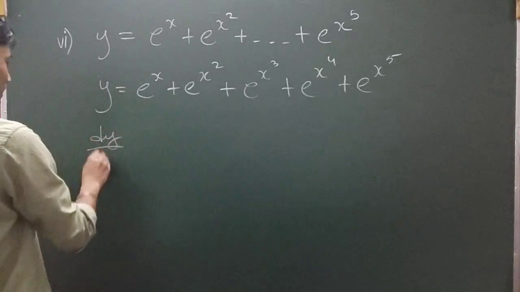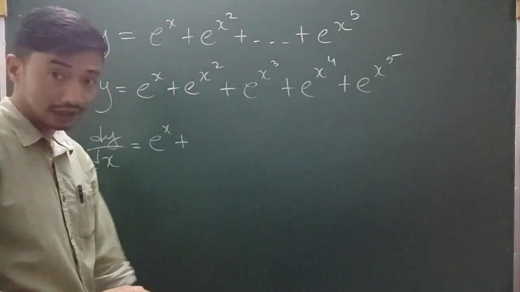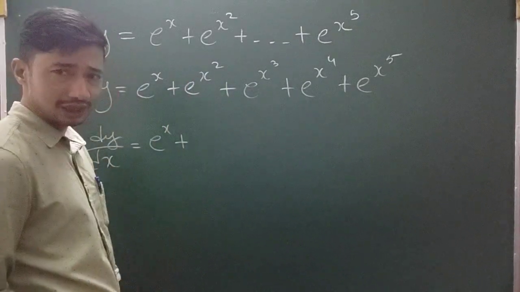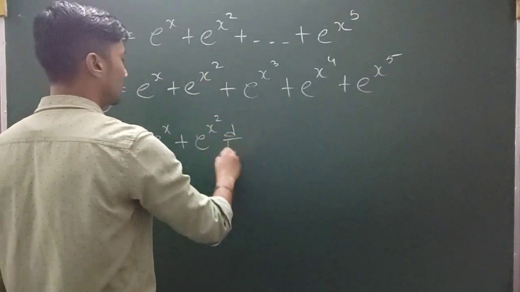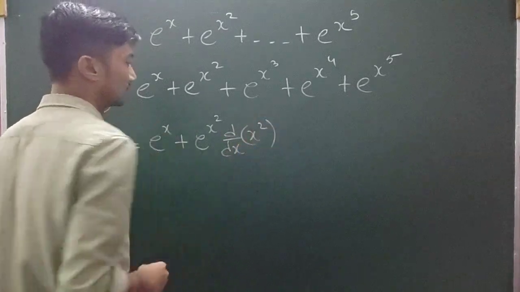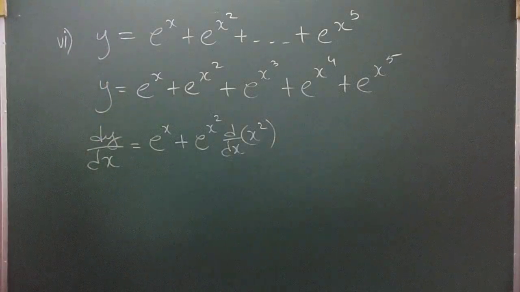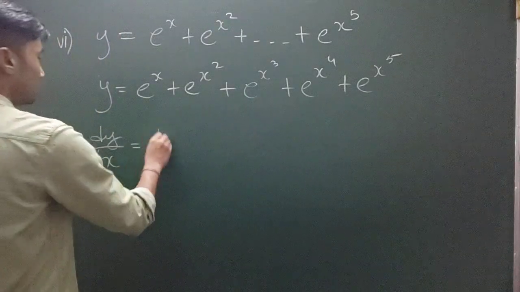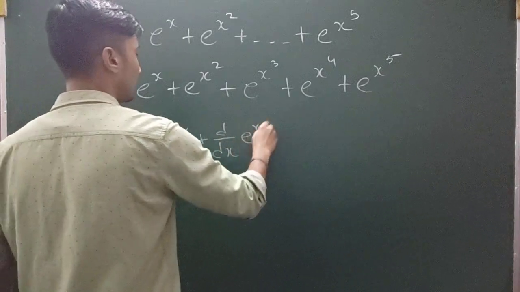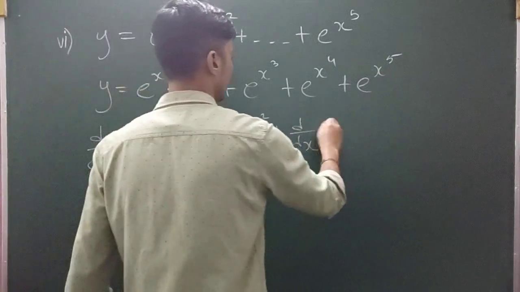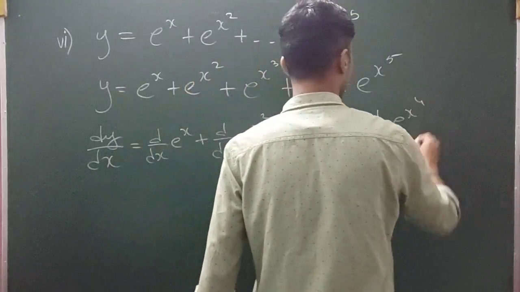So now differentiating both sides with respect to x, differentiation of e power x is e power x. I'm going to do it directly, okay? Chain rule. Now differentiation of e power x square is of course e power x square into derivative of x square. Derivative of e power x plus derivative of e power x square plus derivative of e power x cube plus derivative of e power x power 4 plus.